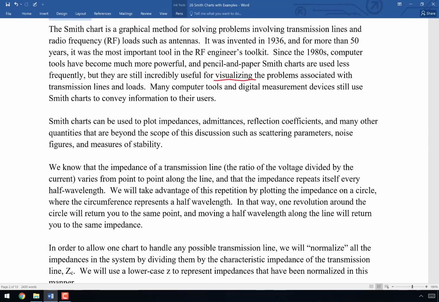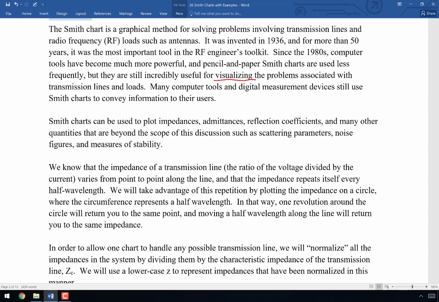So Smith charts can be used to plot impedances or admittances. They are a plot of reflection coefficients and many other quantities that really exceed the scope of our conversation here. We only have time for one chapter on Smith charts. You could spend a month or 2 months learning about Smith charts and still not have learned everything that there was to know.